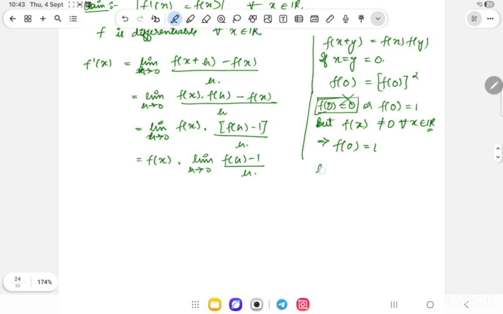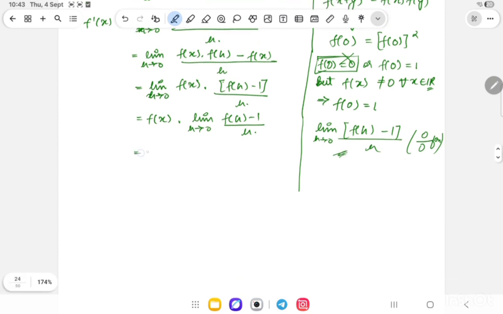So if f(0) is 1, then my limit as h approaches 0 of (f(h) - 1)/h will be basically of 0/0 form. So to solve it further, I need to use the L'Hopital rule here. If I use L'Hopital rule here, I'll be getting f(x) times the limit as h approaches 0 of f'(h)/1.